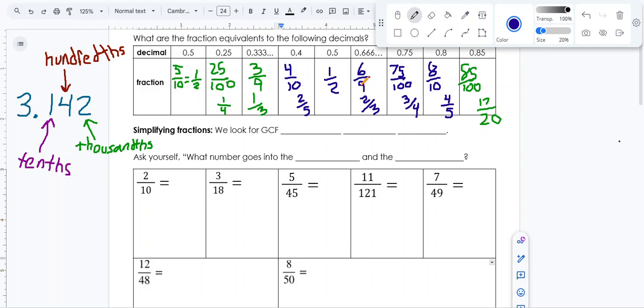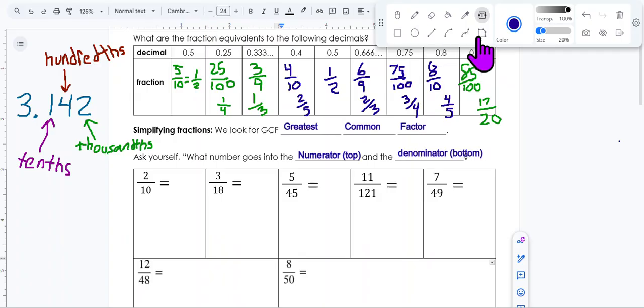6 divided by 3 is 2, 9 divided by 3 is 3. 75 hundredths, 75 over 100, and we can simplify that because they can both be divided by 25. 75 divided by 25 is 3, 100 divided by 25 is 4. And then this is 8 tenths, 8 over 10, and they're both even, so you can simplify it to make it 4/5. Okay? So that is how to change a decimal to a fraction.